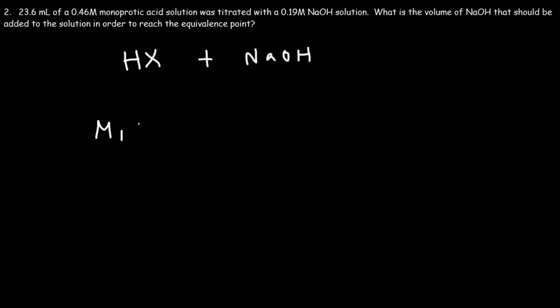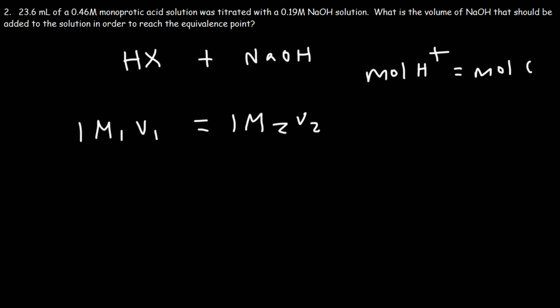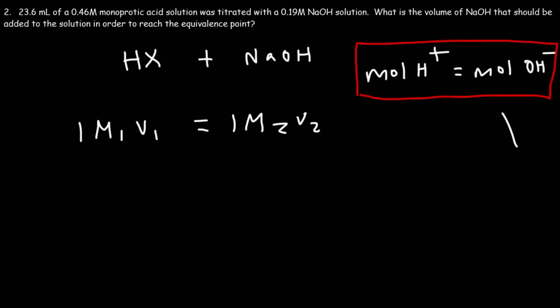And we could use this formula. M1V1 is equal to M2V2. There's 1 proton per formula unit here and 1 hydroxide per formula unit there. At the equivalence point, the number of moles of H plus is going to equal the moles of sodium hydroxide. Therefore, we could use this formula to calculate the volume of NaOH that will be needed to take us to the equivalence point. Because at the equivalence point, these 2 must be equal.